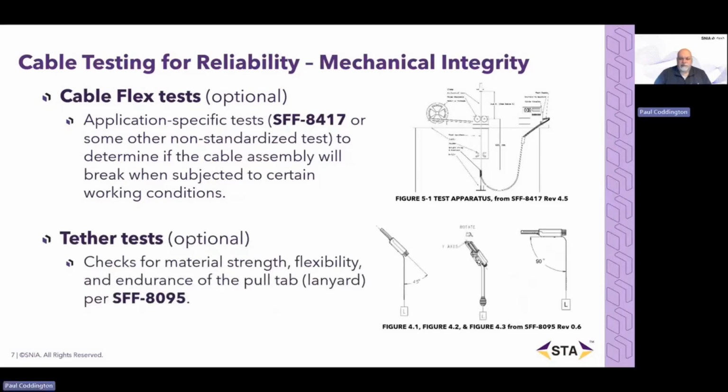In addition to the flex test, you may want to consider doing some tether tests. Tether tests can check the toughness of the pull tab or lanyard, which may be part of the cable plug. Plastic pull tabs or lanyard parts can fail if the material is too brittle due to some poorly controlled molding process during manufacturing.